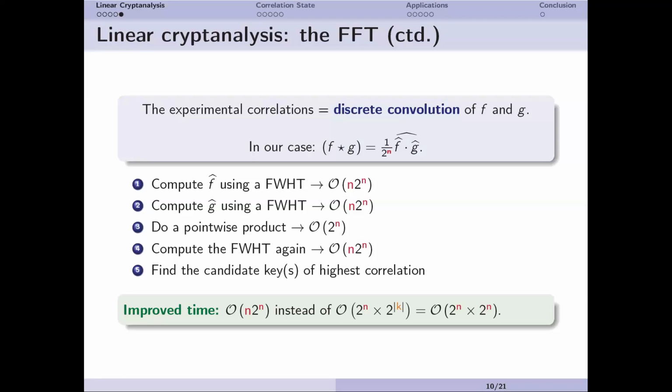So the algorithm is simple. Just compute the Walsh-Hadamard transform of f. You compute the Walsh-Hadamard transform of g. You do a pointwise product. You compute the Walsh-Hadamard transform again, and you have all the correlations.